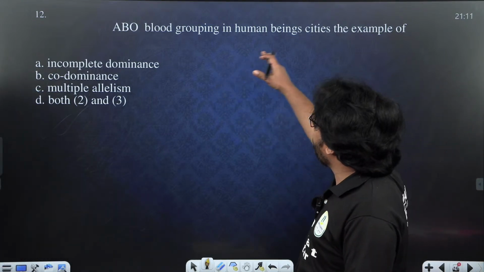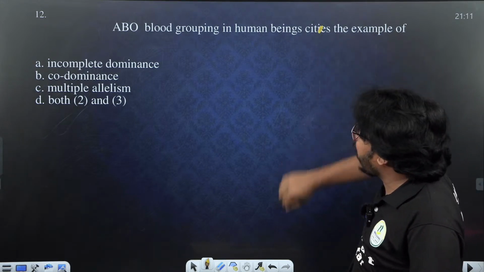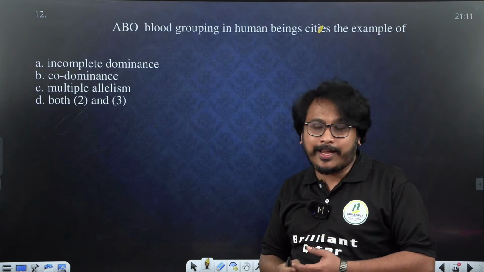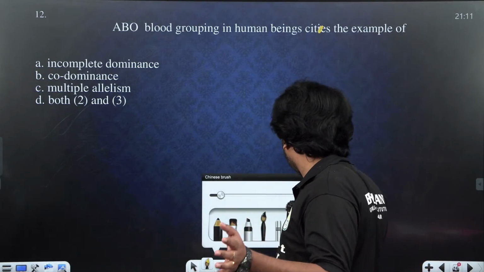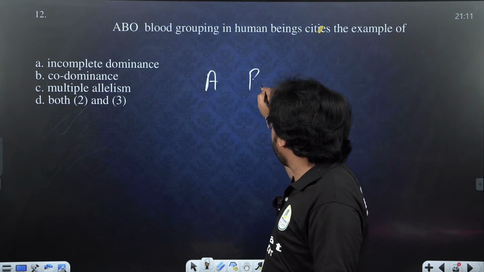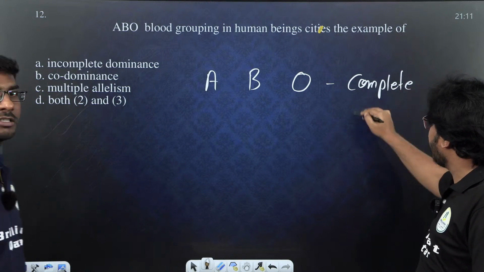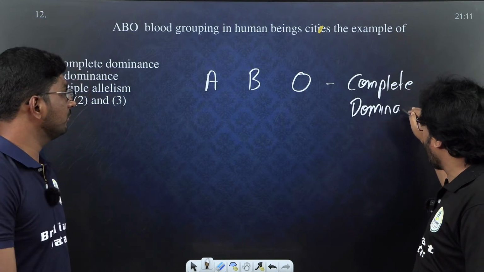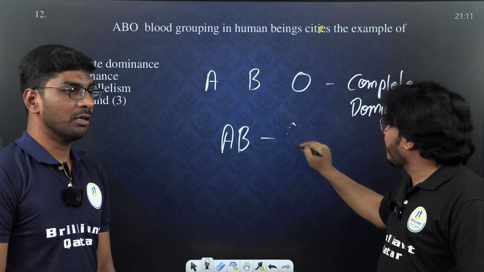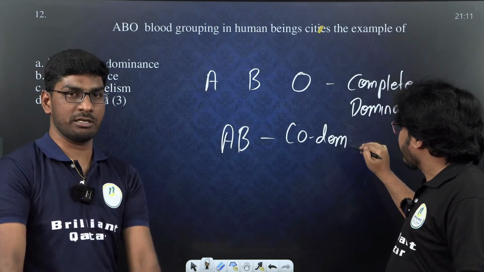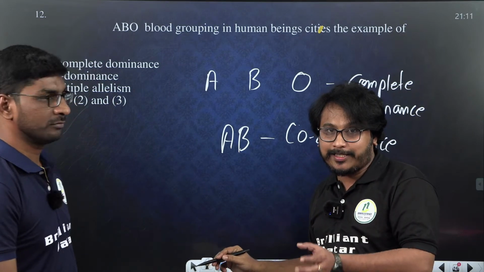Do the questions fast. ABO blood grouping in human beings is actually an example of codominance and multiple allelism. Please do remember, A blood group, B blood group, and O blood group are examples of complete dominance. Only the AB blood group is an example of codominance, because both are expressing.